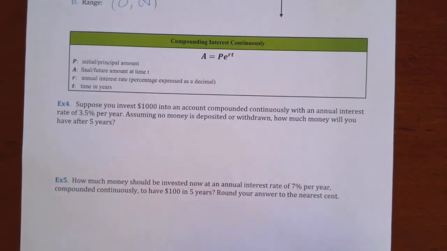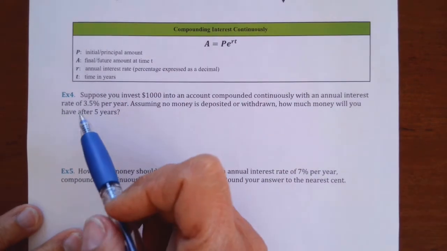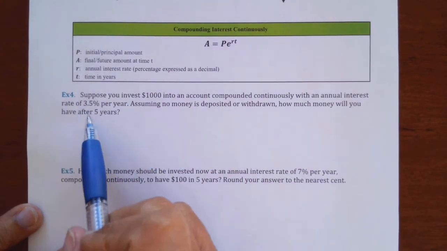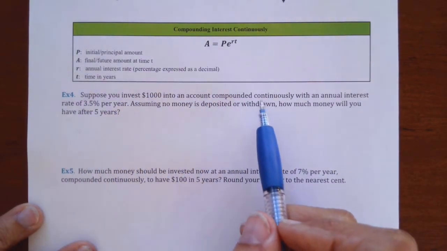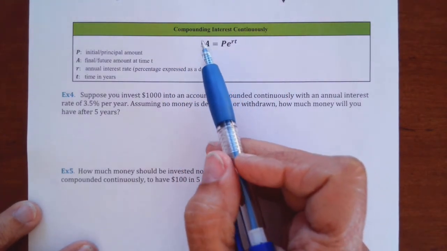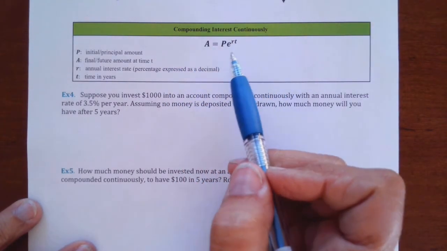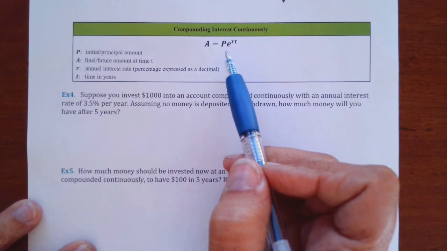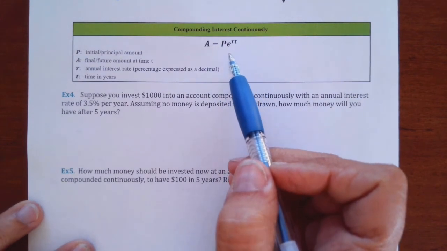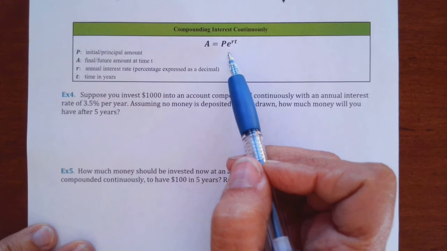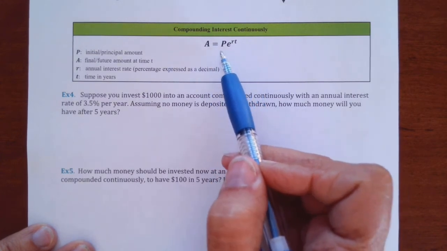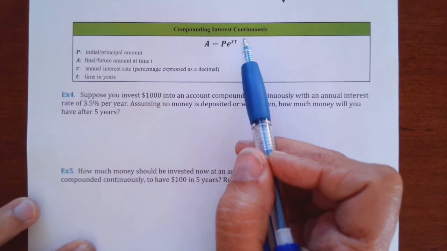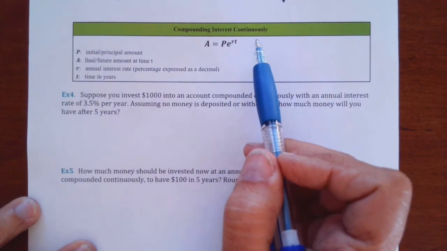All right, so we're going to go back to the same problem that we just did in example 2. Okay, same exact problem, except now we're going to use this compounding interest continuous formula. A equals P times e to the RT. Most of you guys learned that and called it PERT along the way. But what we use this for is to compound our money when interest is compounded continuously.